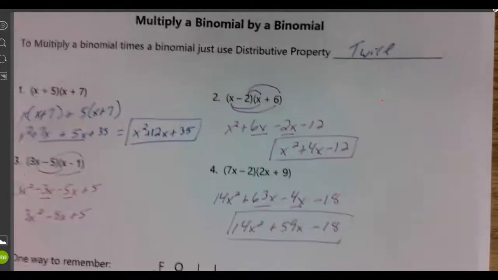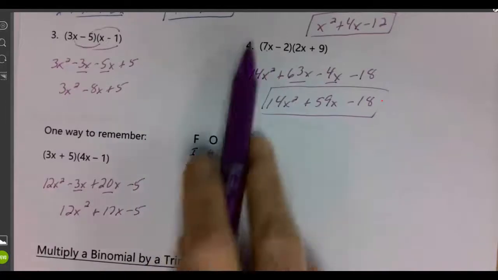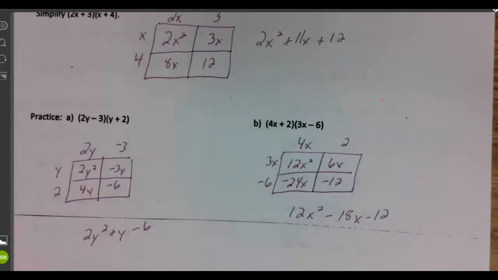So you've now been told 3 methods. Distributing twice, and then you can also call that one FOIL. These are the exact same. And then you have the box method.